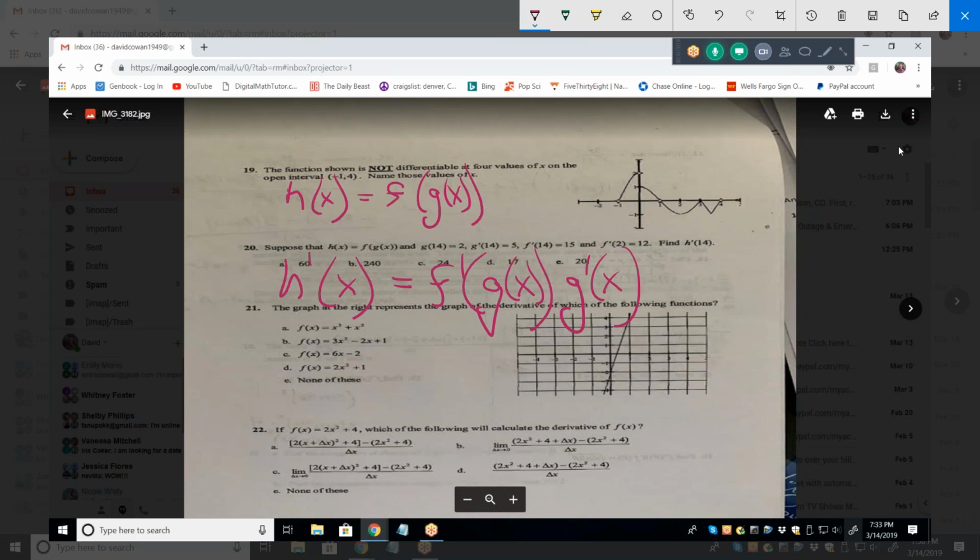Now we should be able to answer this question over here. So we need to know, first of all, what g prime of 14 is. Does it give us that? Yes, it's 5. Okay, so it's f prime of... We'll do it step by step. Now, what is g of 14? 2. And now what is f prime of 2? 12. So 12 times 5 would equal 60. Yep.